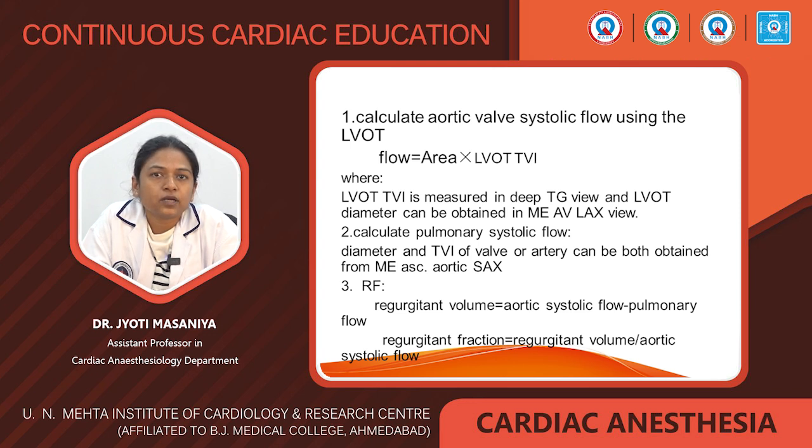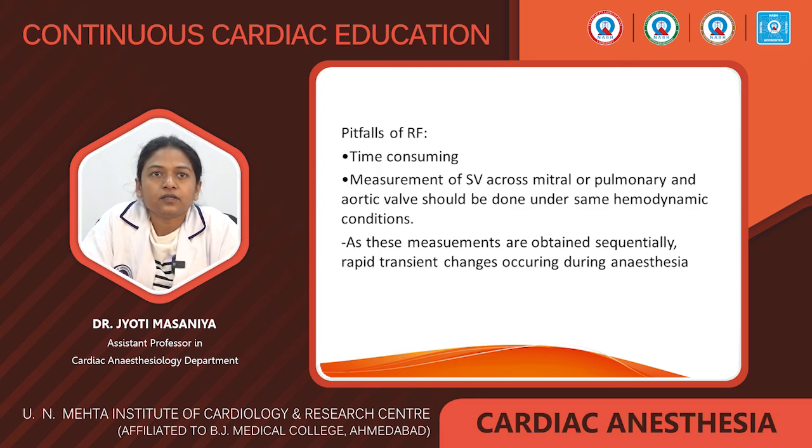So, regurgitant volume is equal to aortic systolic flow minus the pulmonary flow, and by this we can measure the regurgitant fraction, which is equal to regurgitant volume over the aortic systolic flow. Pitfalls of regurgitant fraction: the first is it is time consuming. It may distract the anesthetist from patient care and monitoring. And the second is that measurement of stroke volume across the mitral or pulmonary and the aortic valve should be done under the same hemodynamic conditions, as these measurements are obtained sequentially, and rapid transient changes occur during anesthesia.